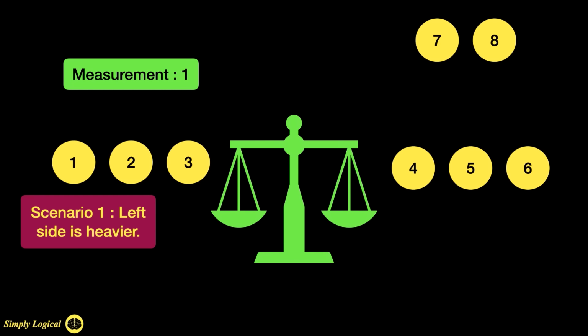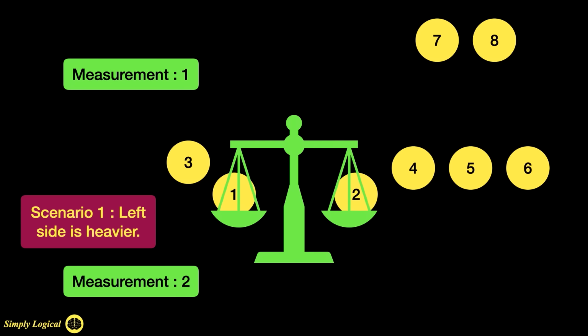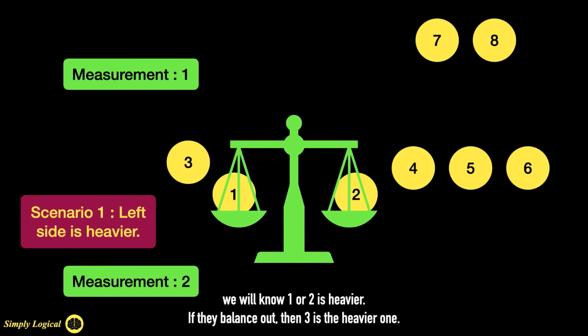Let's consider scenario 1. If the left side is heavier, then we know that one of 1, 2 or 3 is the heavier ball. Now in the second measurement, weigh 1 on the left and 2 on the right. We will know if 1 or 2 is heavier. If they balance out, then 3 is the heavier one. Thus, the heavier ball is identified by exactly 2 measurements in this scenario.